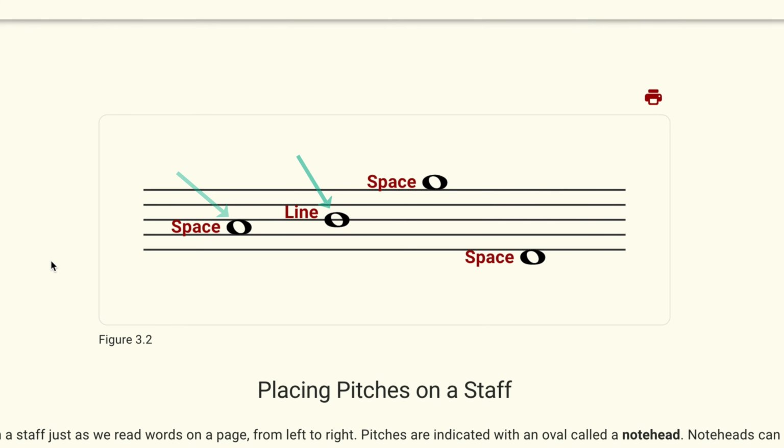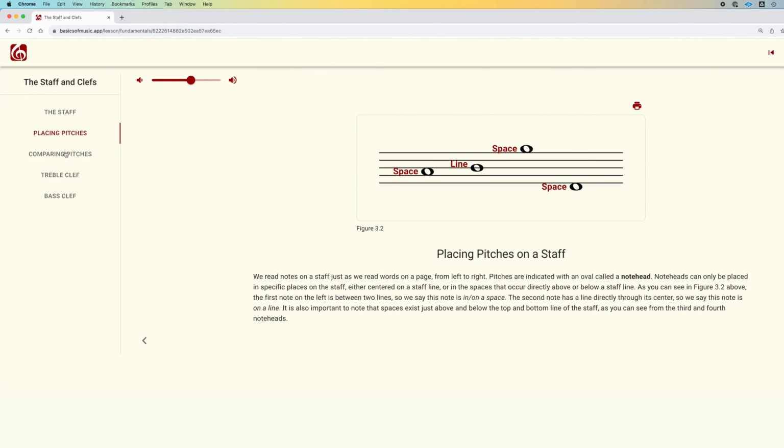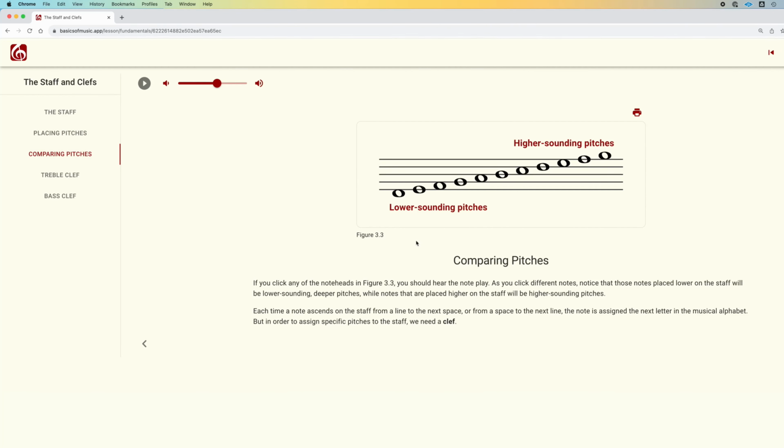The second note has a line directly through its center, like cutting it in half, so we say this note is on a line. It's also important to note that spaces exist just above and below the top and bottom line of the staff, as you can see from the 3rd and 4th note heads here. Notice that those notes placed lower on the staff will be lower sounding, deeper pitches, while notes that are placed higher on the staff will be higher sounding pitches.